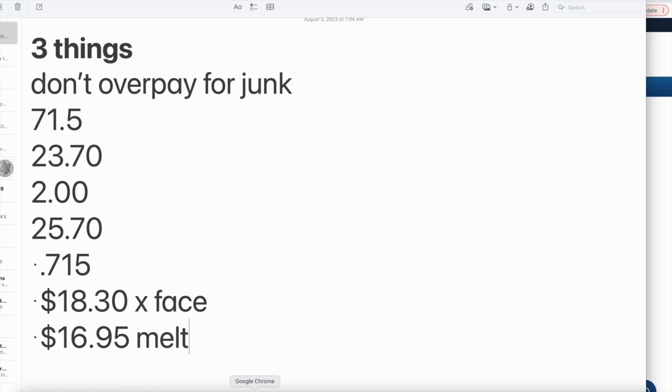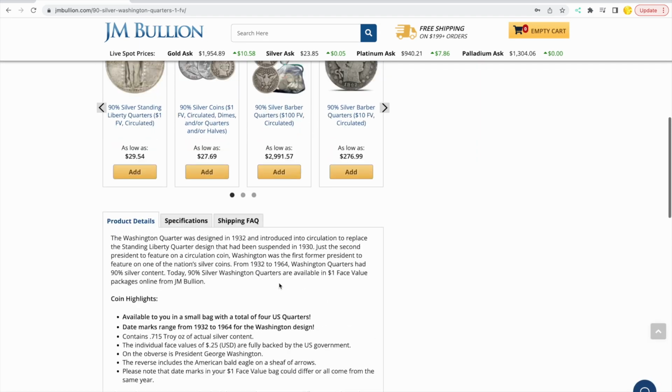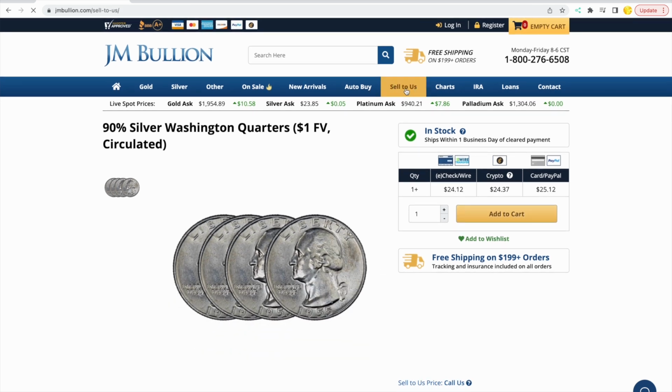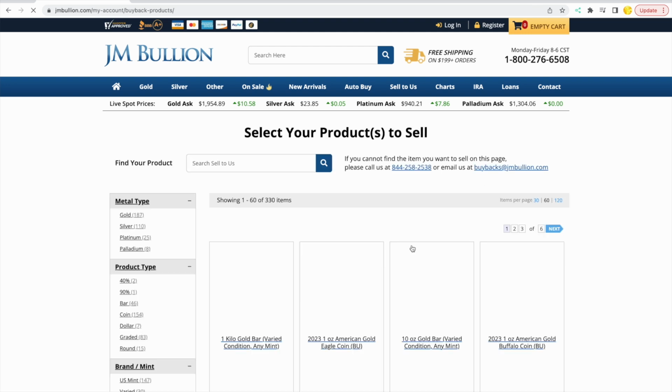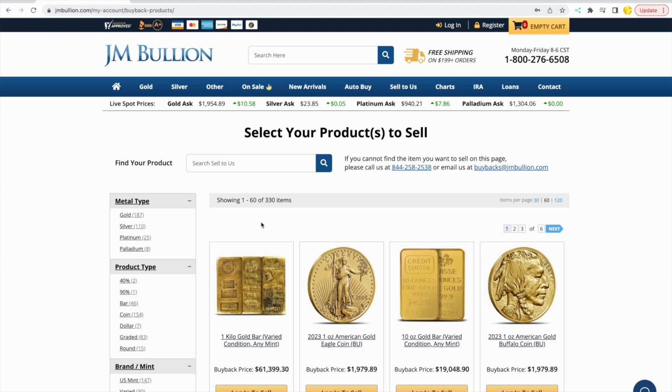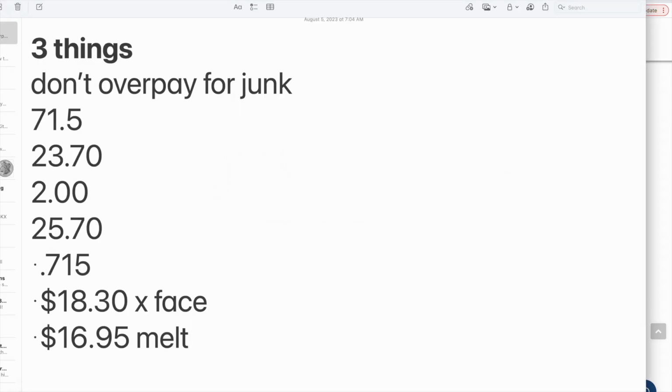Well, let's go over to JM Bullion again and let's see what they buy. And there is a time to sell to JM Bullion, and there is a time to buy, very infrequently. But you can look up the buy prices on constitutional. Finally, 90%. Okay, what are they paying for 90%? $16.69. What did I say melt was? $16.95. They're paying 30 cents over for... No, under. That was under.